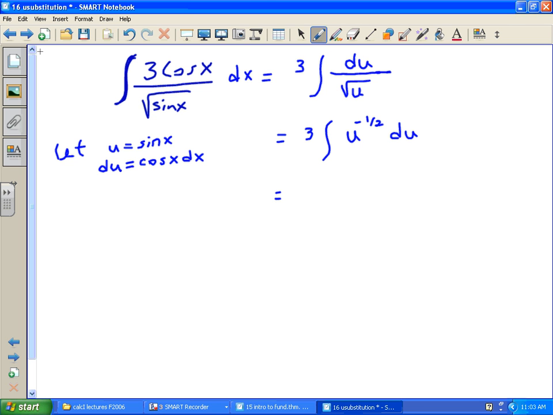Any questions up to this point? Any questions? Yes, please. The 3 was in the given problem. I just factored it outside. You see that was 3 cosine x? du replaced cosine x dx. This is what du was, but the 3 was still sitting there. So du is cosine x dx.